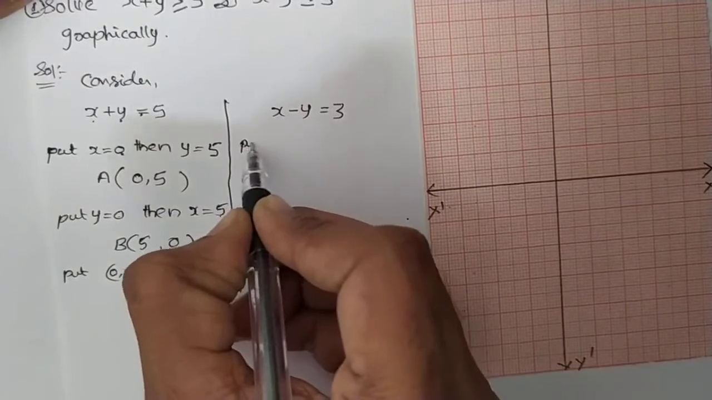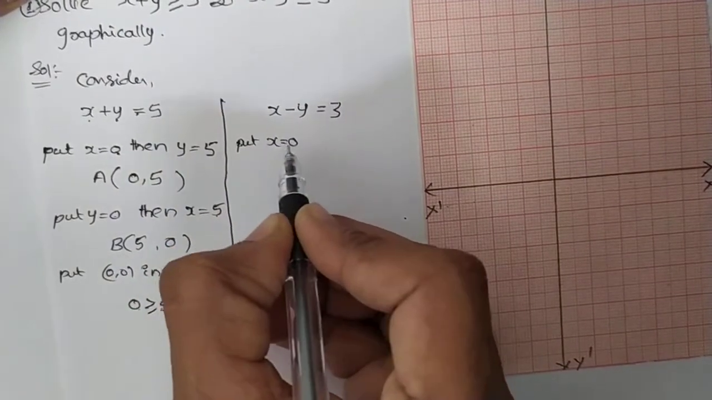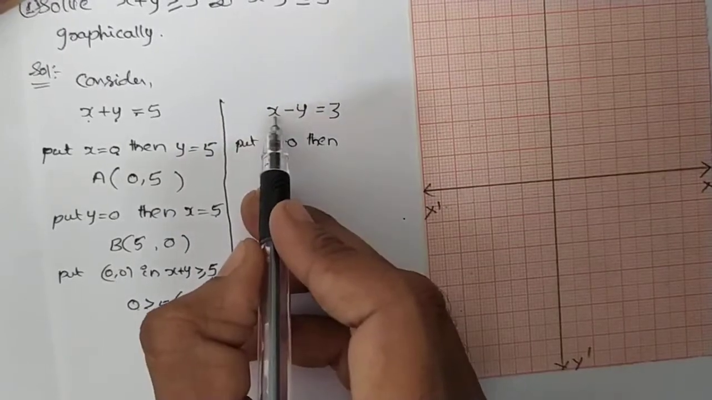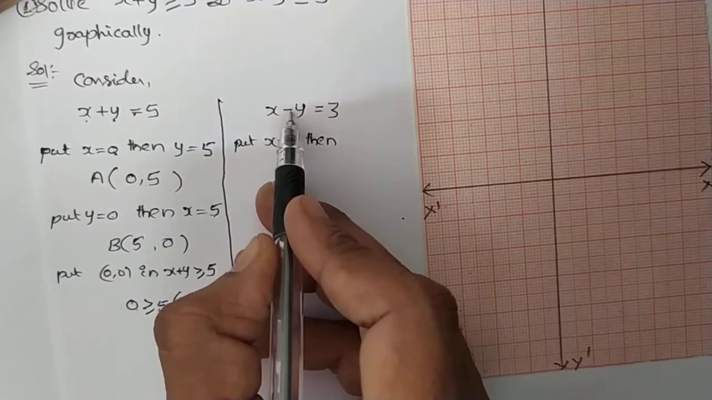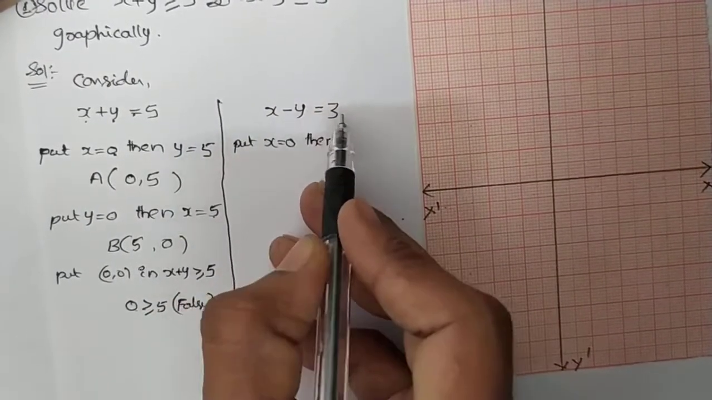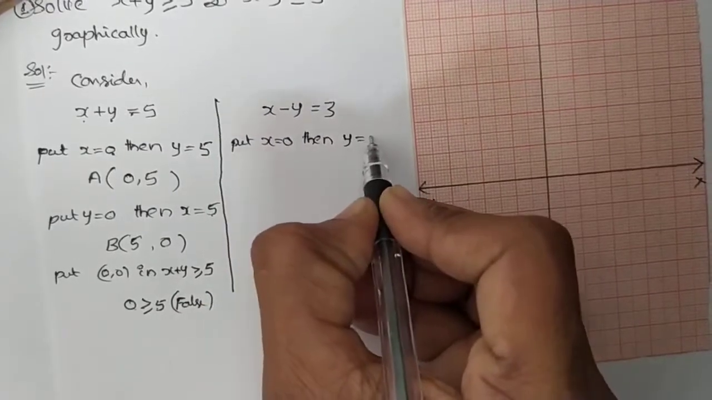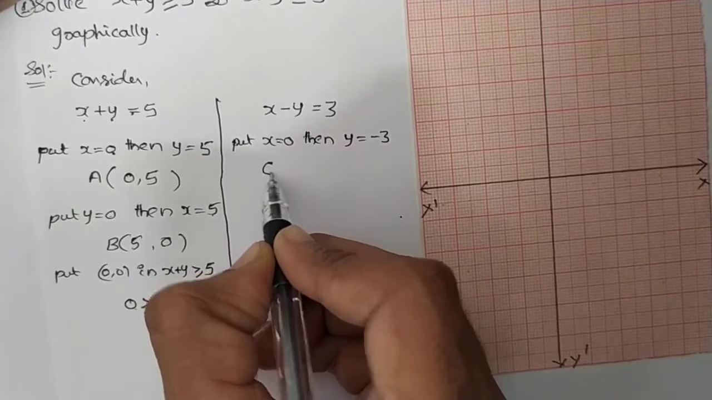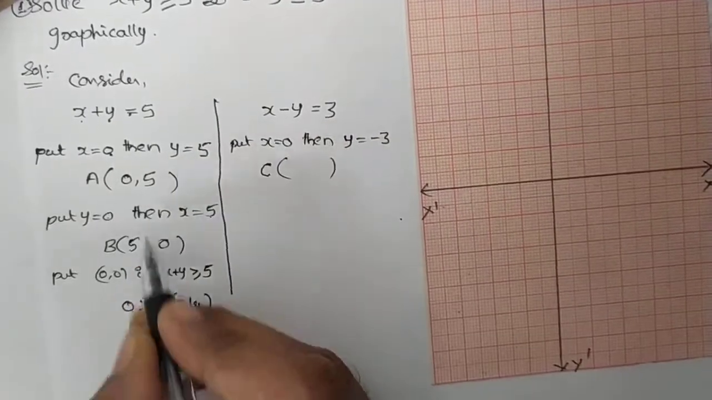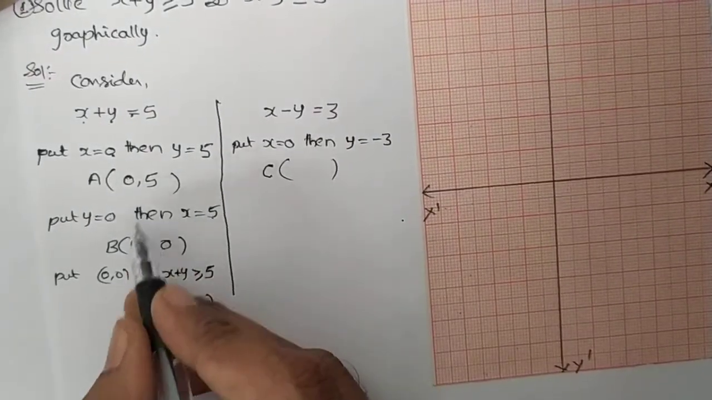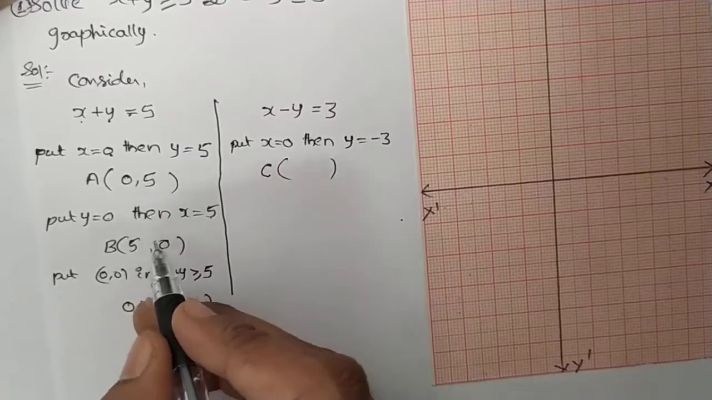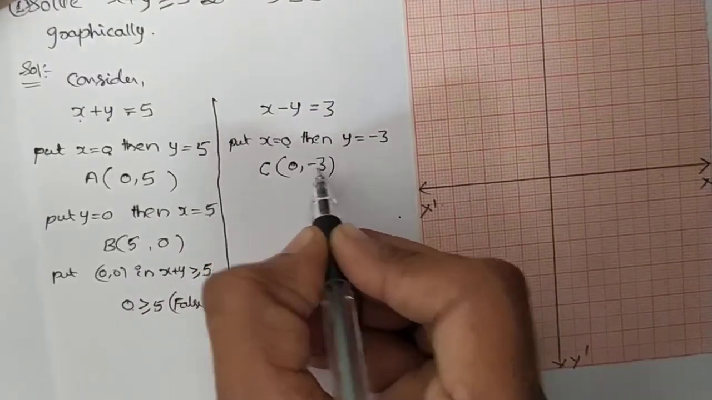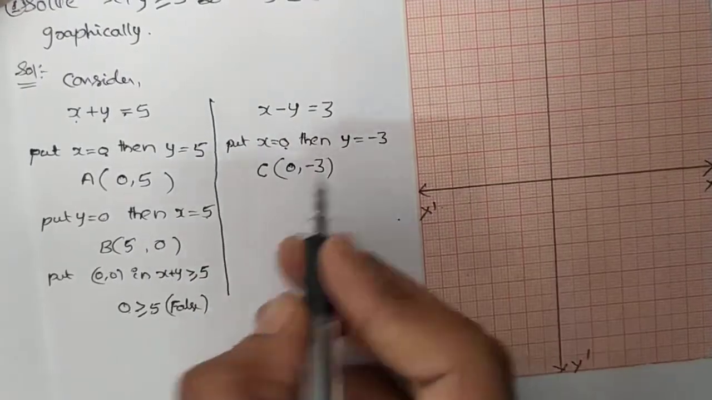Similarly, apply these steps here also. Put x equals 0. Then y equals what? If we put 0 in place of x, then we will get minus y equals plus 3, so y equals minus 3. Here I am taking C because A and B we already used, right? So 0 comma minus 3. X comma y, 0 comma minus 3.